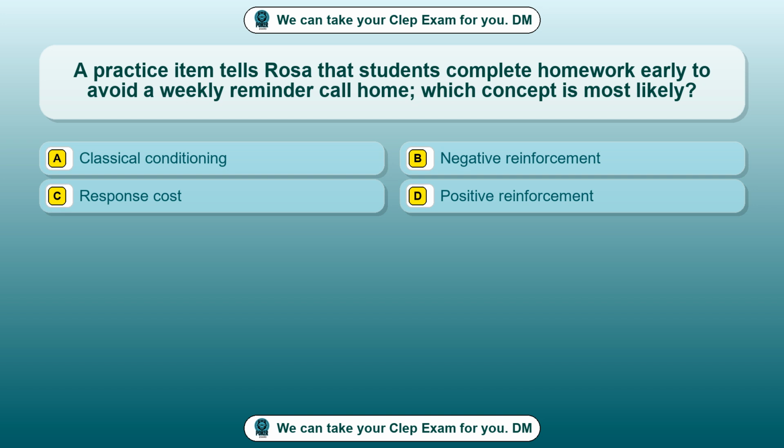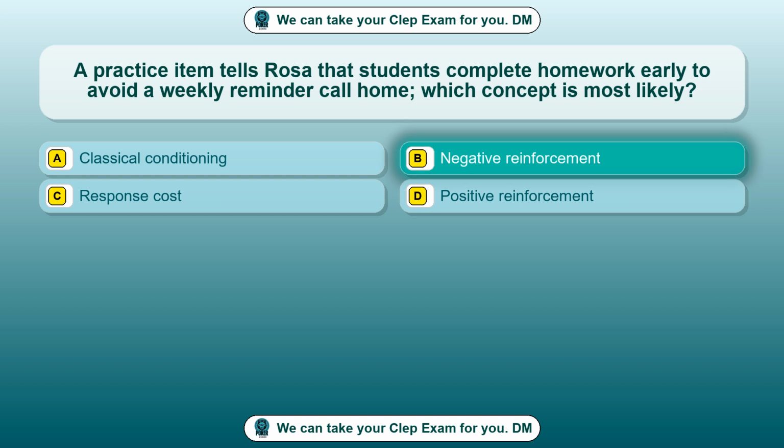Question 3. A practice item tells Rosa that students complete homework early to avoid a weekly reminder call home. Which concept is most likely? Option A, classical conditioning. Option B, negative reinforcement. Option C, response cost. Option D, positive reinforcement. The correct answer is option B, negative reinforcement.